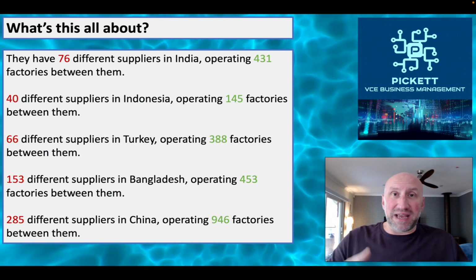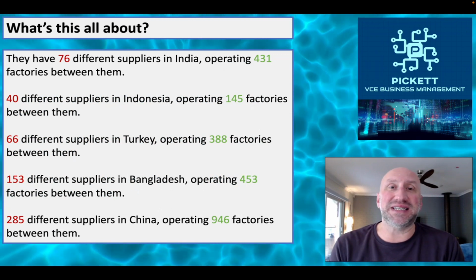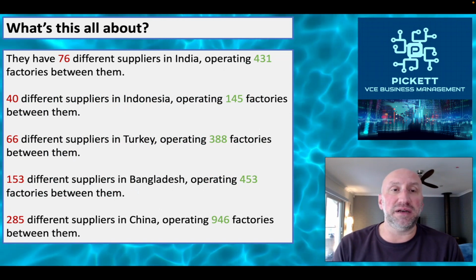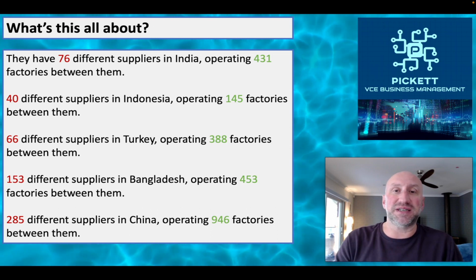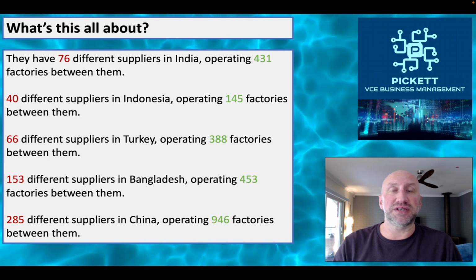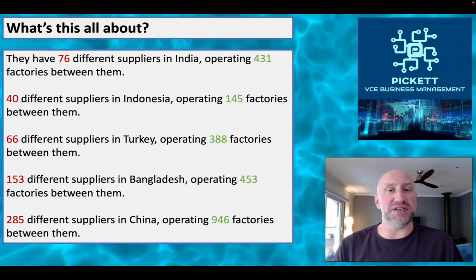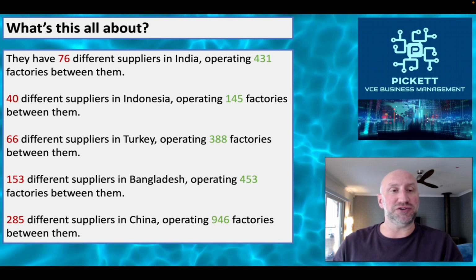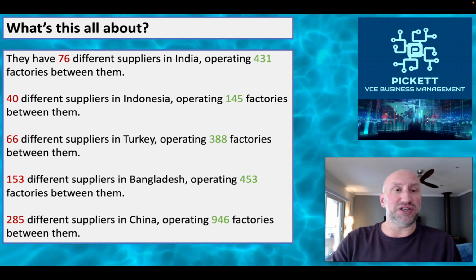So breaking that down a little further, they have 76 different suppliers in India. And between those 76 suppliers in India, they operate 431 different factories. And then 40 different suppliers in Indonesia operating 145 factories, and so on and so forth.